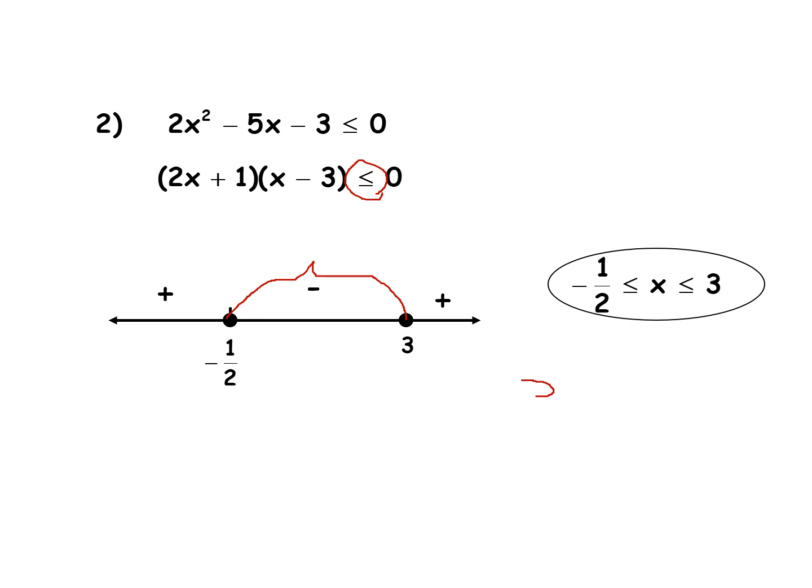Don't write it as 3 is greater than or equal to x is greater than or equal to -1/2. That, I suppose, is technically correct, but it's not really the correct mathematical way to write an inequality. So we won't write it like that.